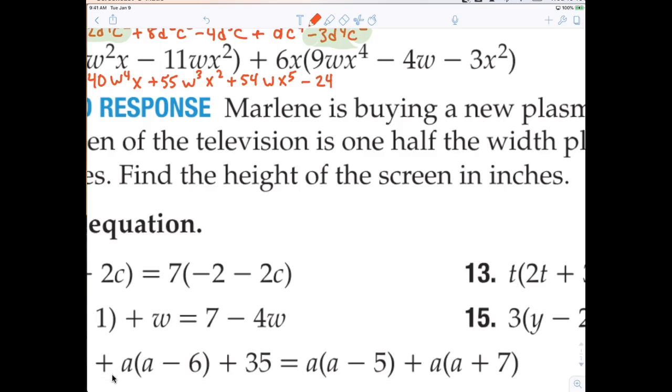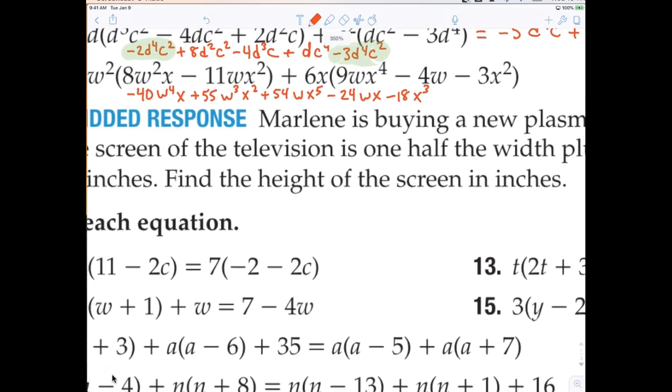You know what happened? Here we go. 24. Bring my math back. 24 what? XW. Okay. And then what? Good. X cubed. All right. Now, everybody look at that. Is there anything I can combine there?